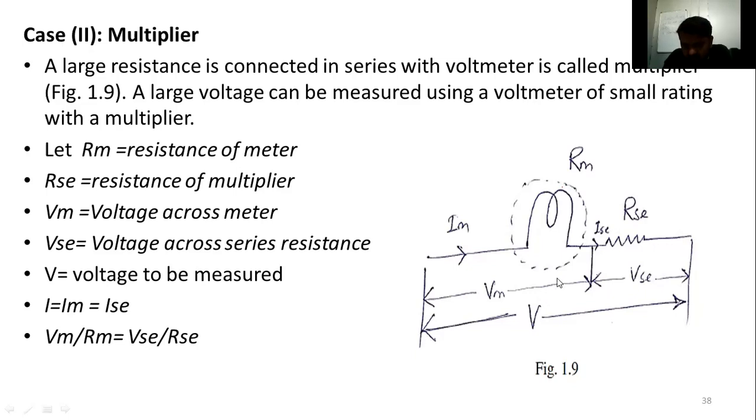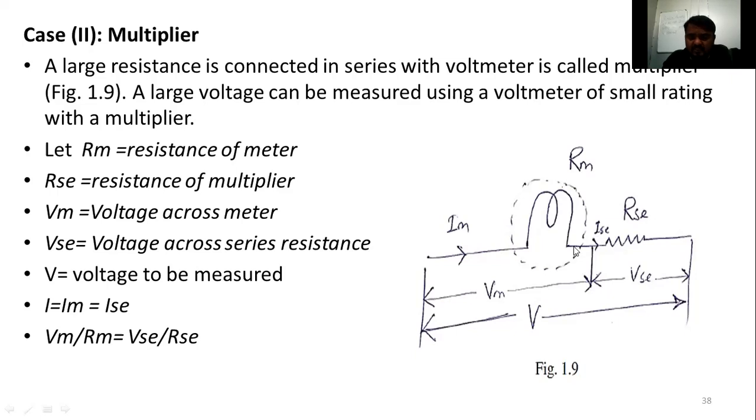From this circuit diagram, can anyone tell me what V is equal to? How many voltages are there in this circuit? Three voltages are there. V is the total voltage, VM is the voltage across the meter, and VSC is the voltage across the resistance RSC. So the total voltage V equal to VM plus VSC we can write.